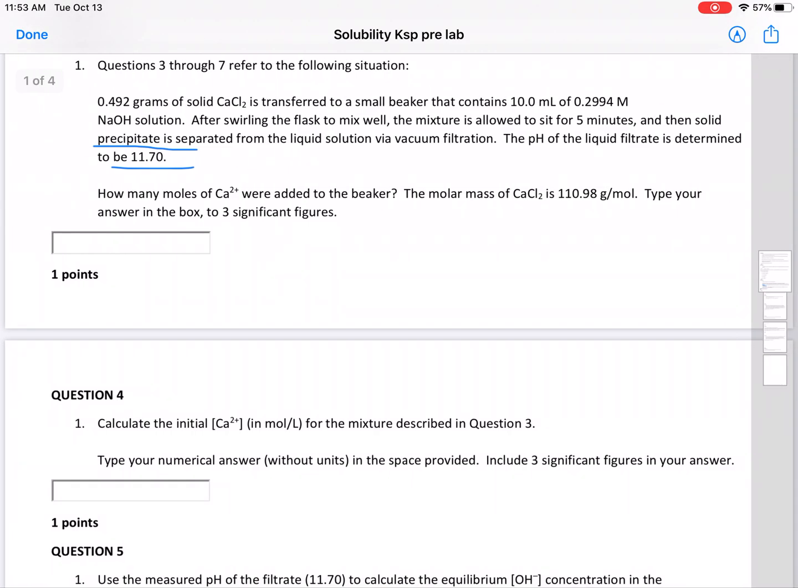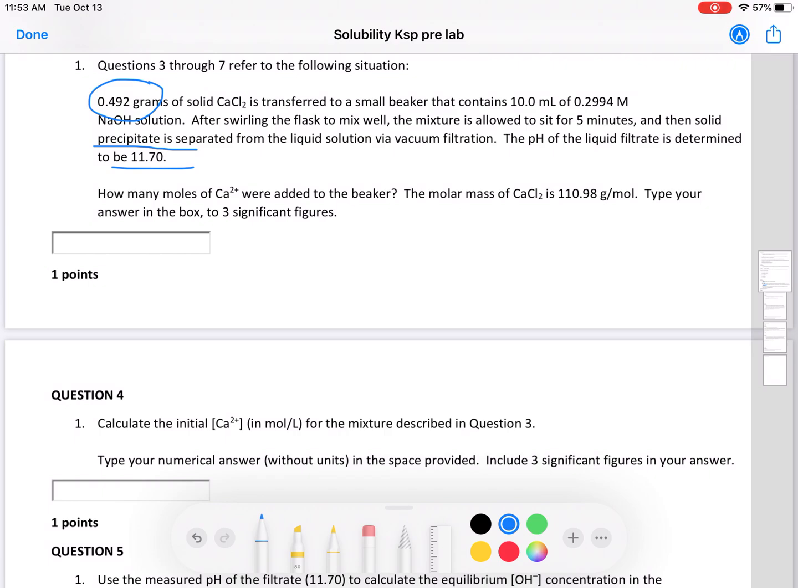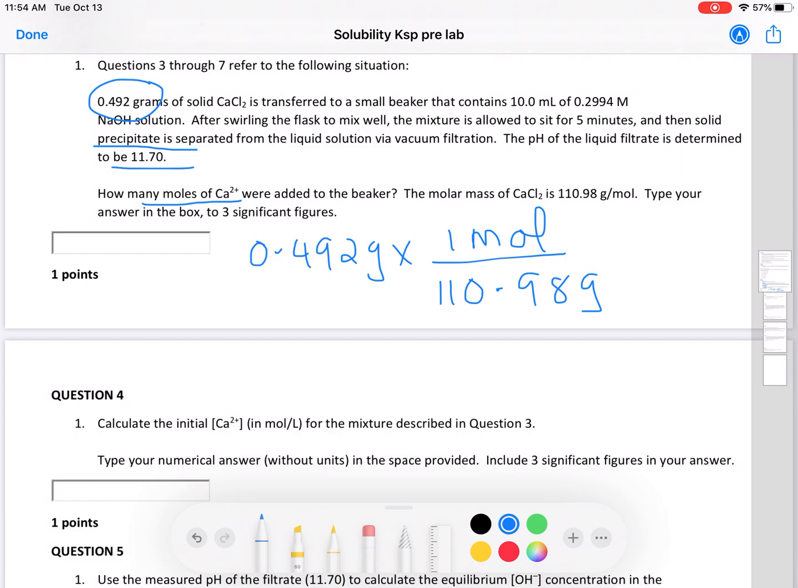It's 0.492 grams. We want to find out the moles. How do you find out moles from grams? You guys know that. You learned when you were little, right? When you were taking Chem 1, now you're big girls and boys. So we have 0.492 grams. You can calculate the number of moles using the molar mass, which is 110.98 grams per mole. So 0.492 over 110.98 will give you the number of moles.